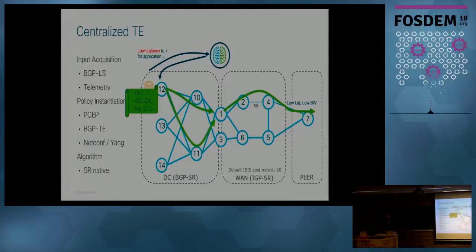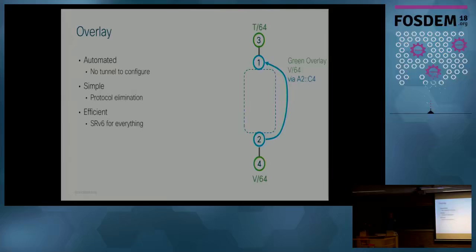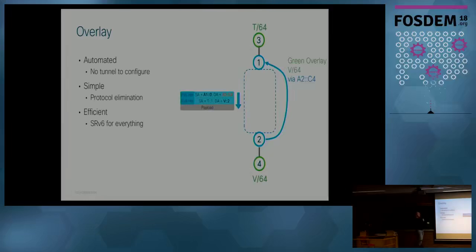But now with SRv6, we can do some things which are a bit more interesting. We can do the overlays. Let's say that I have a green customer, and I want to build a green overlay. Node 2 is going to advertise, okay, I have a neighbor v/64, and it's reachable via A2:C4. Now I'm on node 1 and I receive traffic from my neighbor 3 destined towards this v/64. Node 1 is just going to encapsulate it and add the segment that was advertised, A2:C4, and the traffic will reach node 2 and then be decapsulated and sent towards 4.